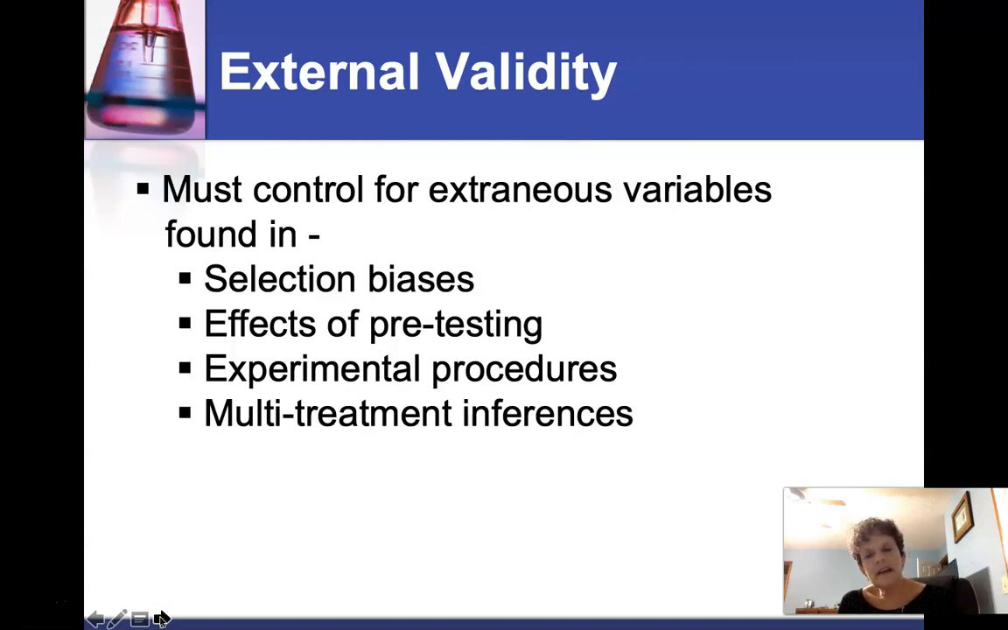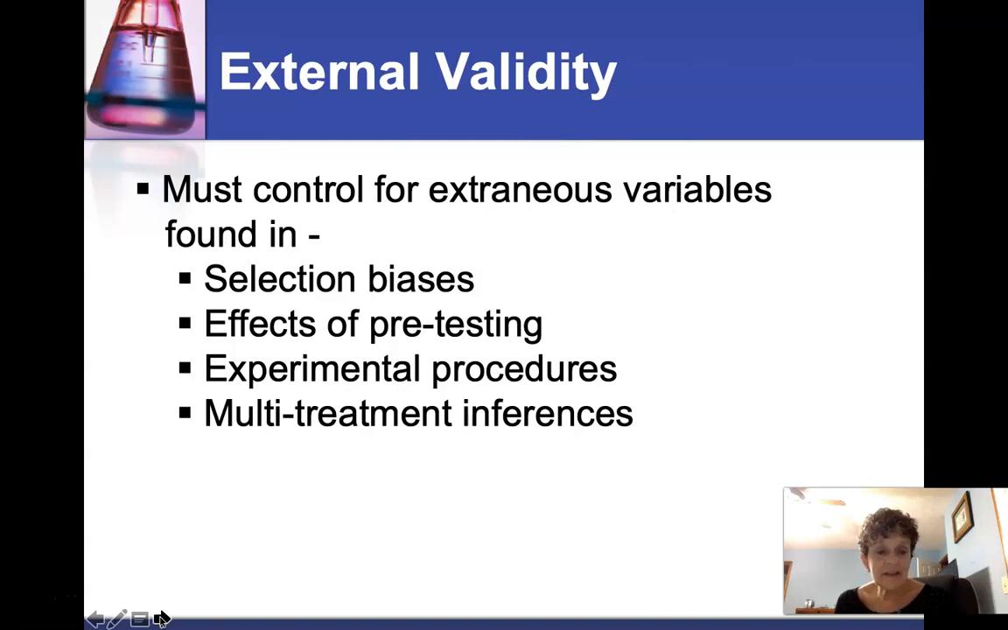So when we're talking about external validity, we have to remember those extraneous or confounding variables we talked about, and we have to be real careful. Some of the things we talked about earlier: we have to make sure when we're selecting our sample that we don't have any bias.